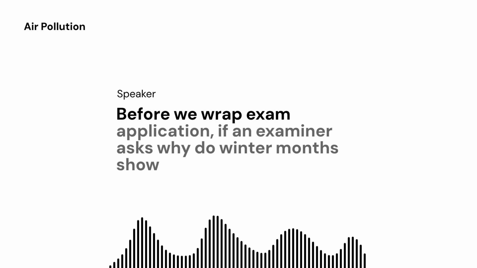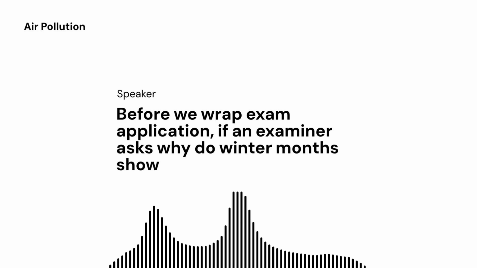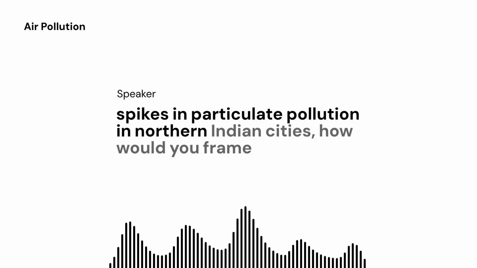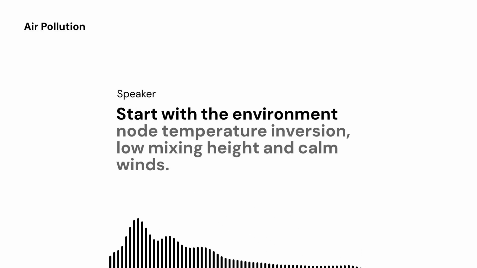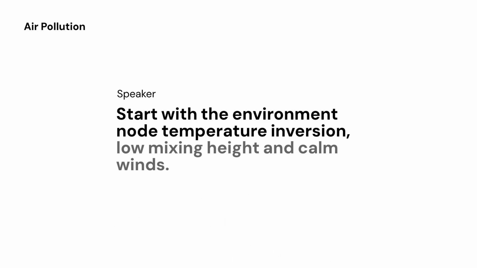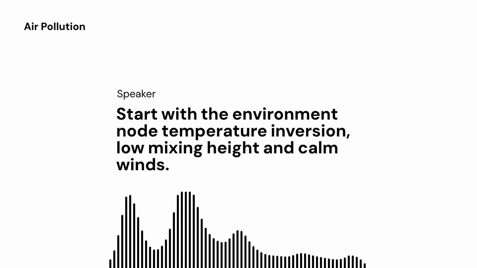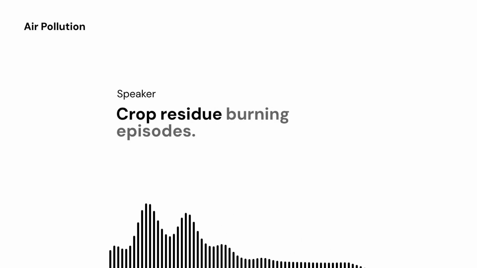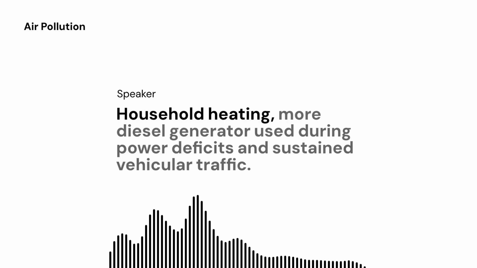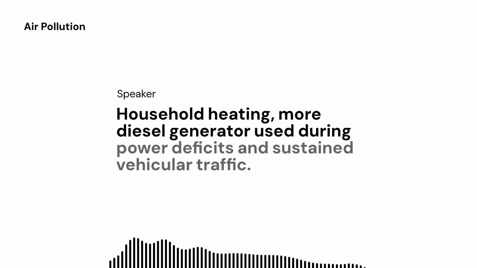Before we wrap, exam application. If an examiner asks, why do winter months show spikes in particulate pollution in northern Indian cities, how would you frame it? Start with the environment node. Temperature inversion, low mixing height, and calm winds reduce dispersion. Add source intensification: crop residue burning episodes, household heating, more diesel generator use during power deficits, and sustained vehicular traffic.